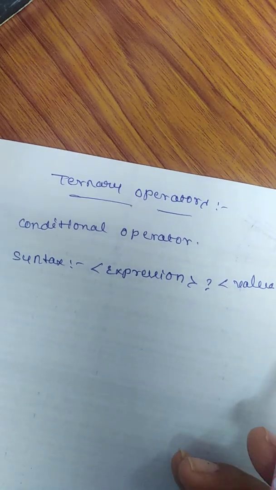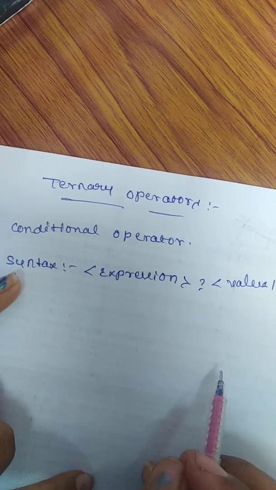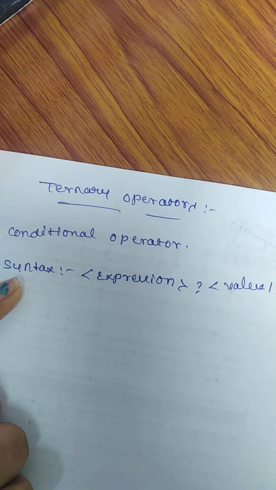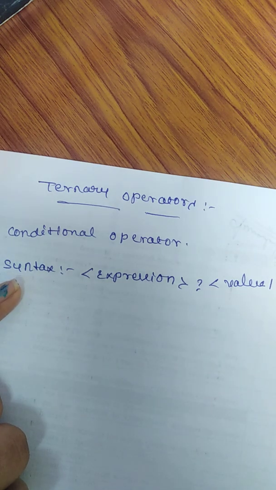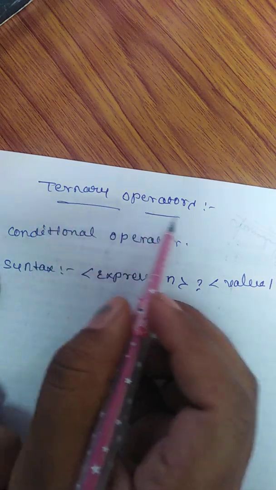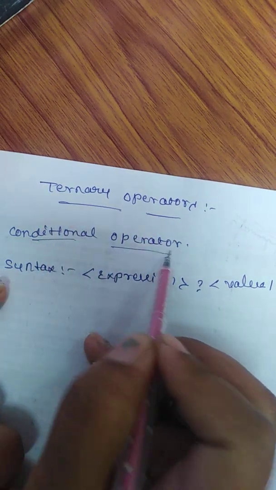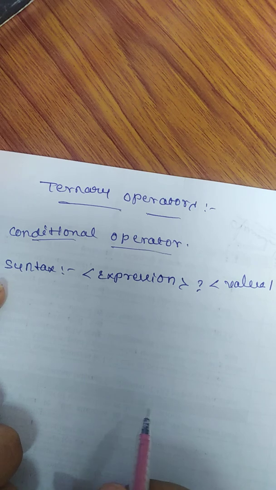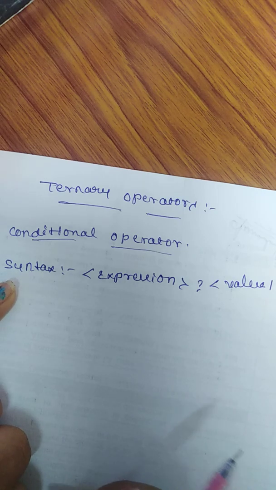Hello student, in your C programming, the next topic is the ternary operator. What is the ternary operator? The ternary operator is the conditional operator. There is one ternary operator in C. It takes three operands.